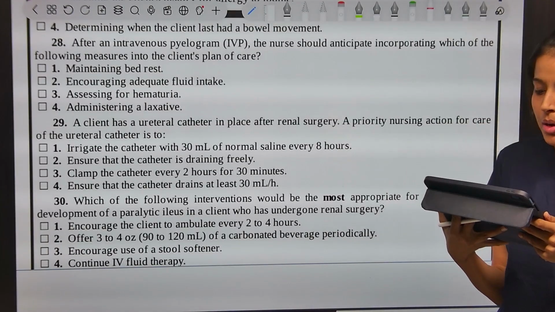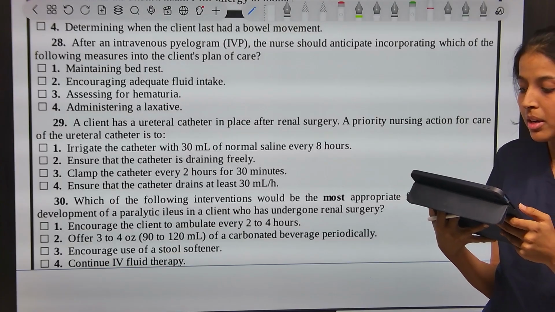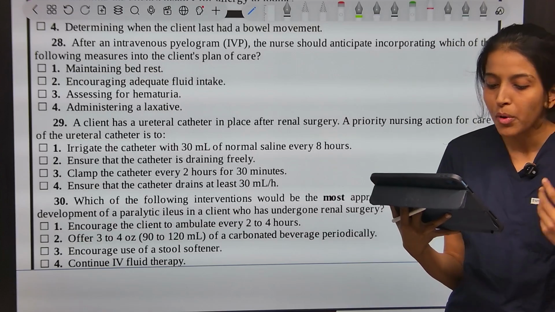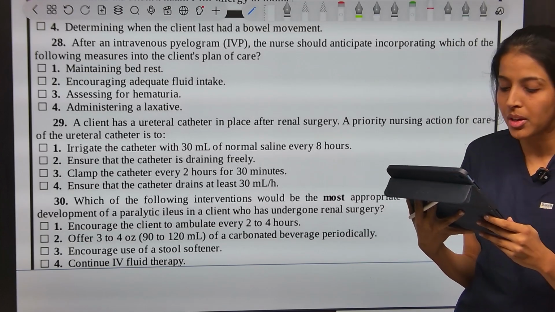After the intravenous pyelogram IVP, the nurse should anticipate incorporating which of the following measure in the client plan of care? Four options are there. Try to answer this question in 5 seconds.